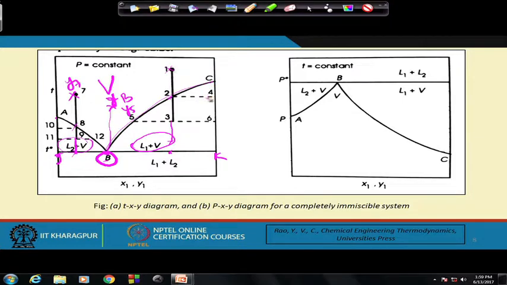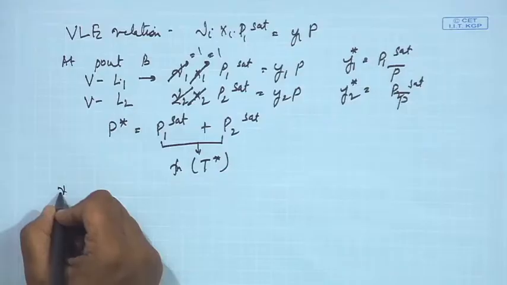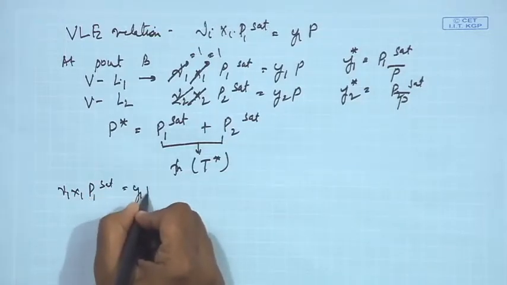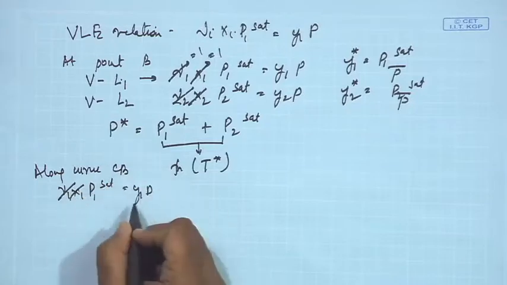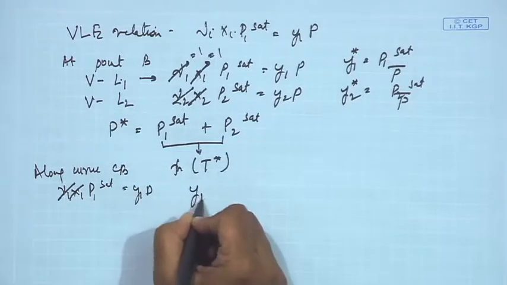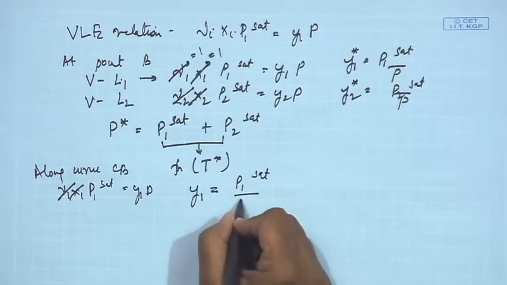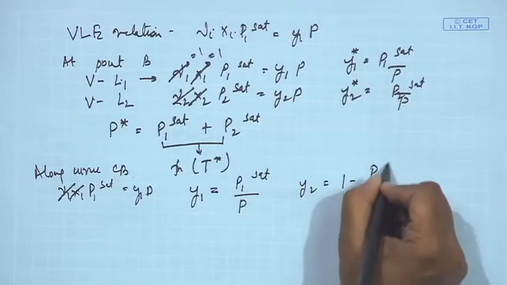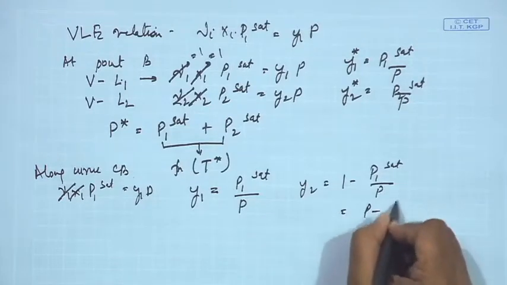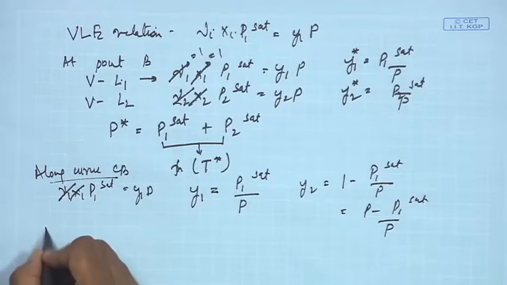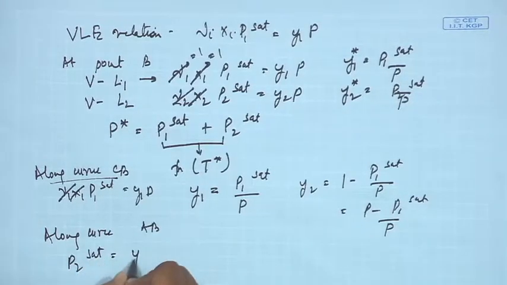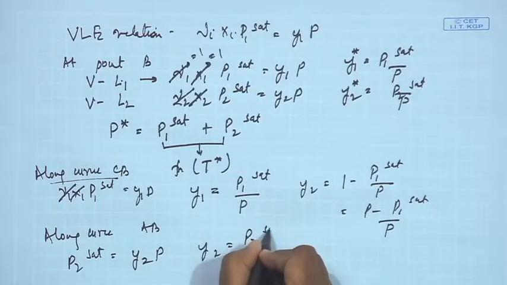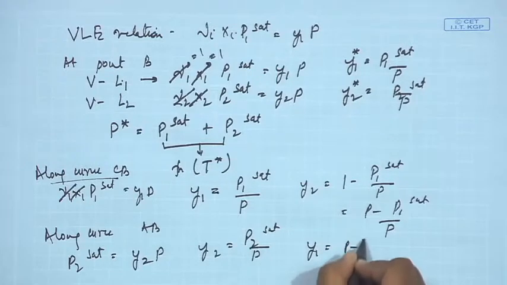Along this curve we know y1 is in equilibrium with pure liquid L1. So, for this curve, can we not write down, from the same equation where these two cancel out, that along curve CB, y1 P is equal to P1 saturated, or in other words, for this curve y1 will be given by P1 saturated by P and y2 will be given by 1 minus P1 saturated by P, or in other words P minus P1 saturated by P. Agreed? And what about curve AB? For this case again P2 saturated should be equal to y2 P, from where we know y2 should be equal to P2 saturated by P and y1 should be P minus P2 saturated by P.